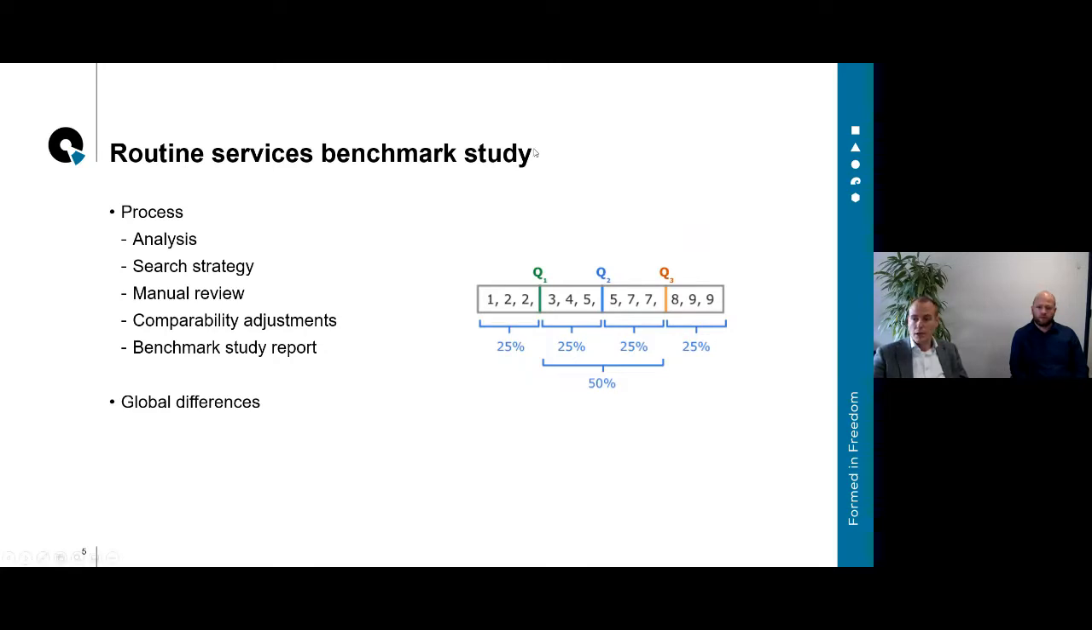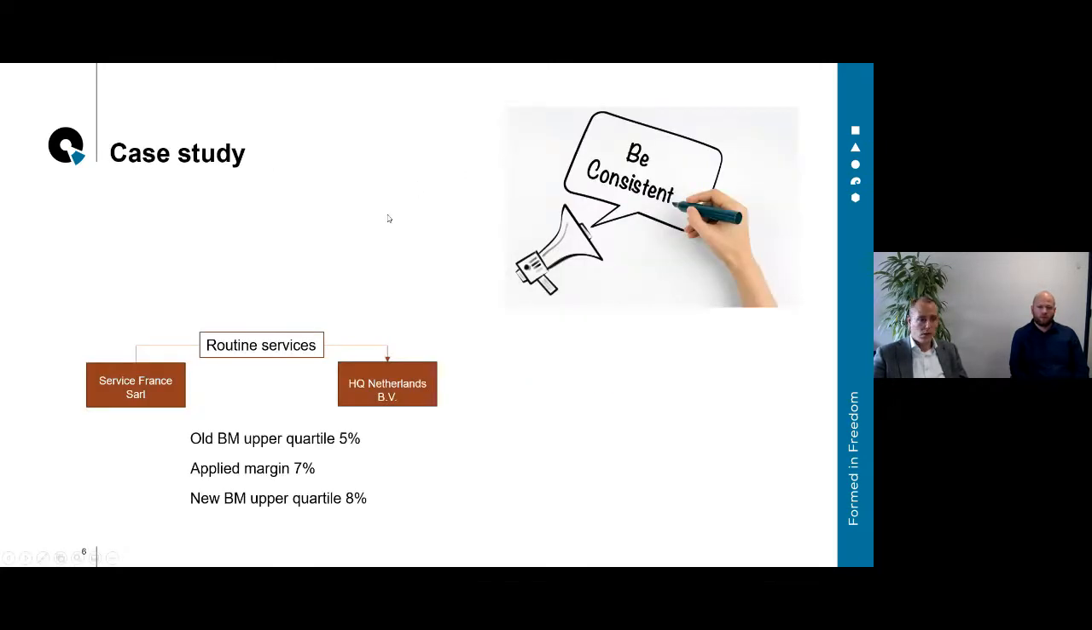And then we are moving on to the small case study. So in this case, we have Service France, which provides routine services to the headquarter Netherlands BV. And the benchmark study that was performed a couple of years ago had an upper quartile of 5%. So that would be the sort of top of the range that you would find appropriate. And they applied a margin of 7%.